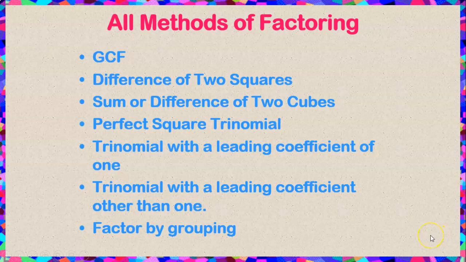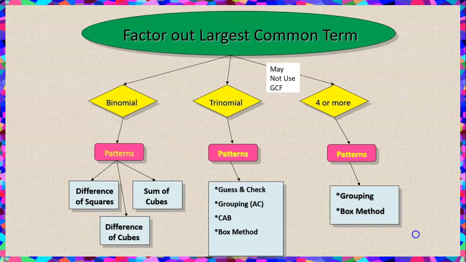So in Algebra 1 and Algebra 2, these are basic methods that you should have learned. Greatest common factor means you're dividing out the largest factor that the terms have in common. Difference of two squares, sum or difference of two cubes. Perfect square trinomial, trinomial with a leading coefficient of 1. So that would be something like x squared plus 2x plus 4. And then trinomial with a leading coefficient other than 1. So that would be something like 2x squared plus 4x plus 16. And then factor by grouping, where you have 4 or more terms and you're breaking them into smaller groups and using that GCF technique to divide out common factors.